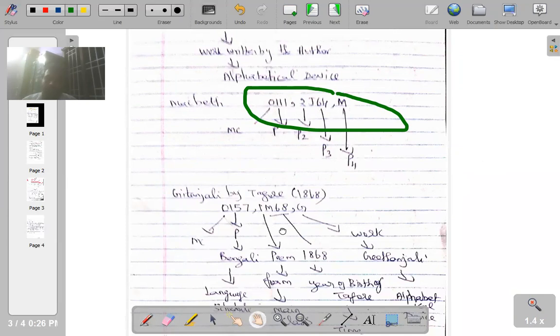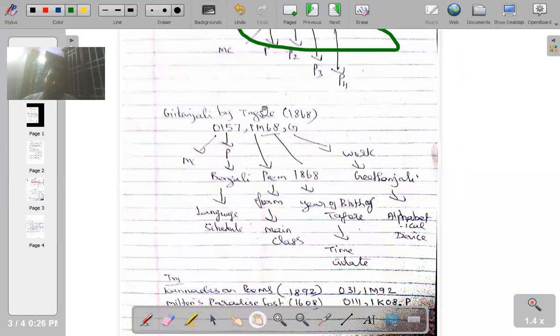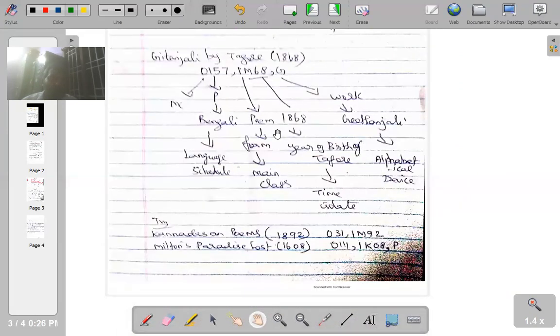Let us see one more example, called Gitanjali. It is a book of poems written by Rabindranath Tagore. Let us see how to give a number for this. Rabindranath Tagore was born in 1868 and he is a Bengali writer. You know, Gitanjali was written in Bengali, of course, which was then translated into English by many authors. O is the main class, very clear. 157 is Bengali, which I have taken from the language schedule.